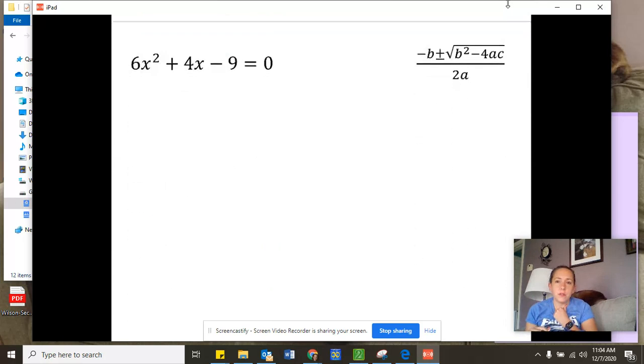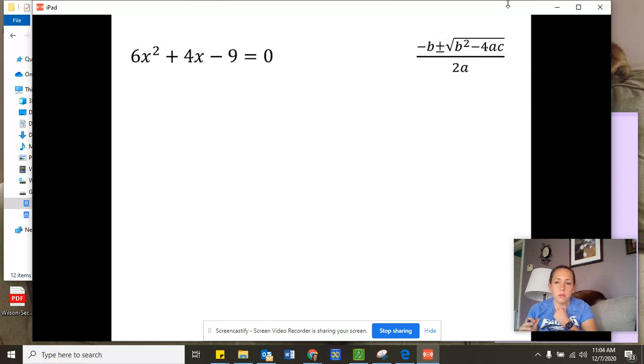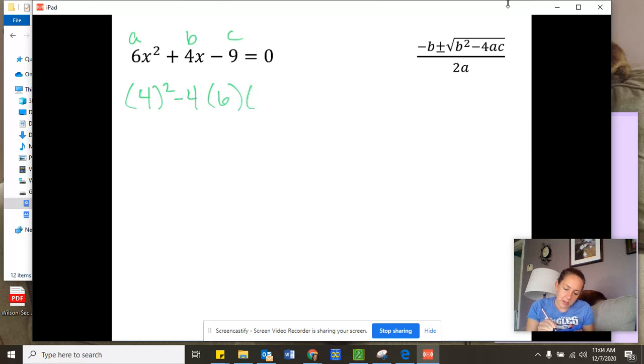All right, so let's do this one and hope that my computer doesn't freak out. So once again, I'm going to start with the discriminant. So I've got A, B, and C. So I'm going to do B squared minus 4 times A times C. So if you want, you can go ahead and type that in here.